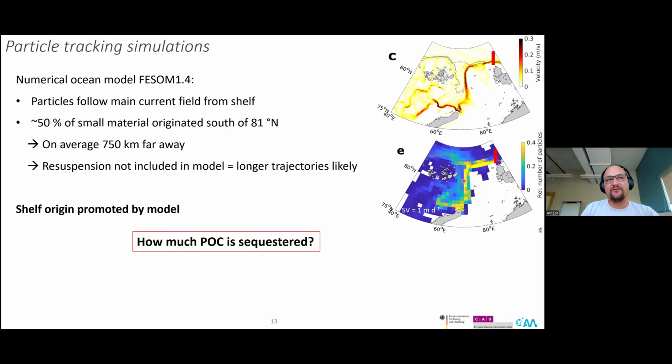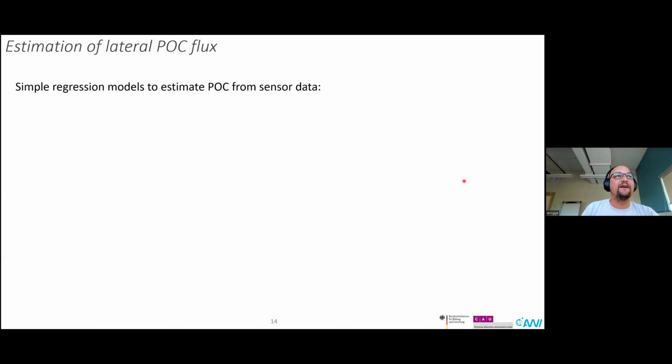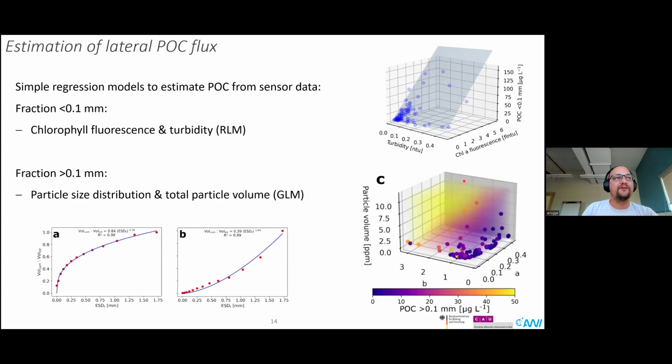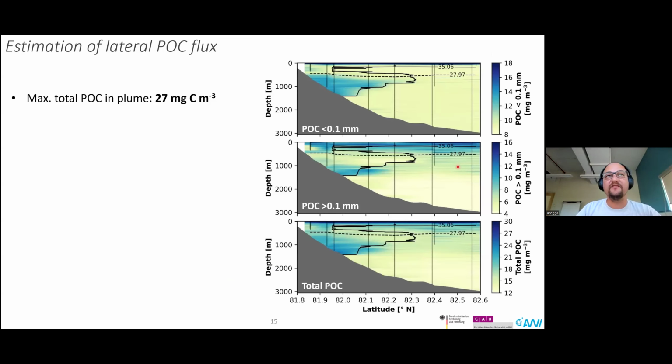But as a next step, we wanted to know how much POC is really sequestered from the shelf. And therefore, I applied two simple regression models to estimate the POC from the sensor data in order to get a high resolution data set of POC. And for the fraction smaller than 100 microns, so this is the suspended fraction, I used the chlorophyll fluorescence and the turbidity. And for the fraction larger than 100 microns, I used the particle size distribution from the UVP as well as the total particle volume above 100 microns, of course. And together, this looks like this.